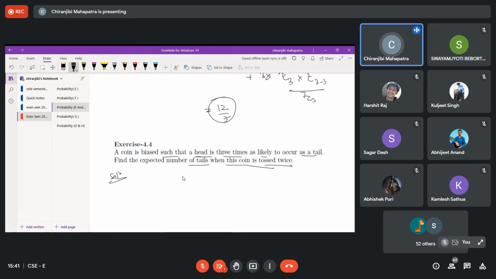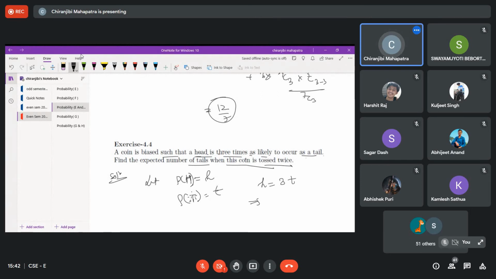So here it is given that the coin is biased. The head is 3 times as likely to occur as tail. So let the probability of head be H and the probability of tail be T. So the occurrence of head is 3 times as likely as tail. So head, this will be equal to 3 times T.